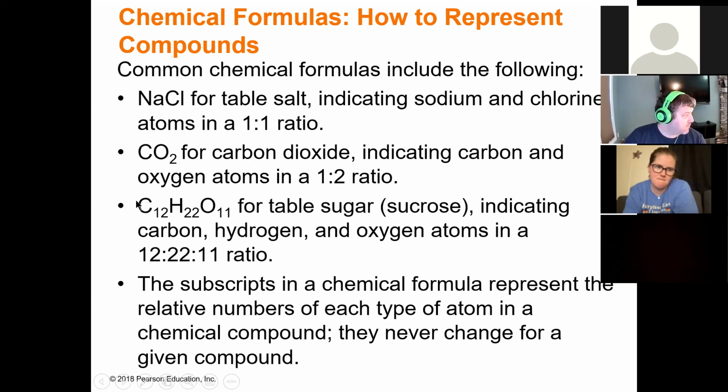Here's table sugar. This starts to get a little bit more complicated, and these start to look kind of scary, but it's a similar idea. I've got carbon, hydrogen, and oxygen present. There are going to be 12 carbons, 22 hydrogens, and 11 oxygens. It's a big molecule. This is an example of an organic molecule. They tend to get much clunkier, much bigger.